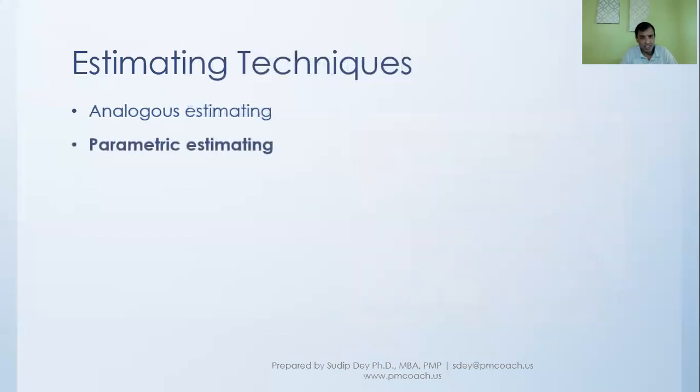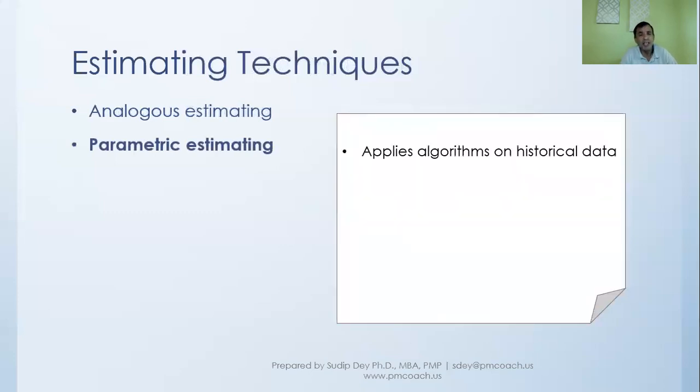Then the next estimating technique that we're talking about is something called parametric estimating. The parametric estimating also is based on historical data, meaning a previous project. But instead of taking the full estimation from that project, it takes in the historical data from that previous project and uses some algorithms.